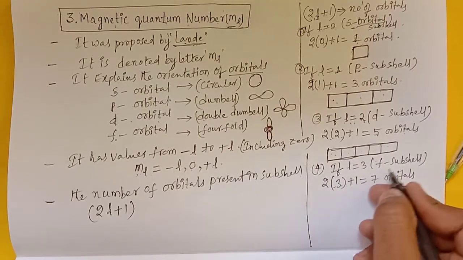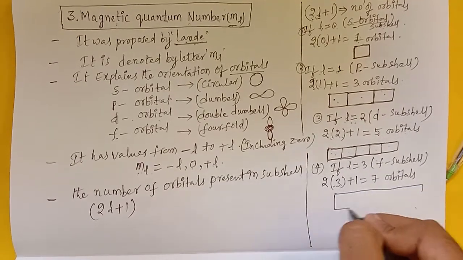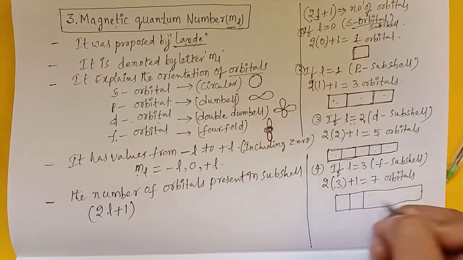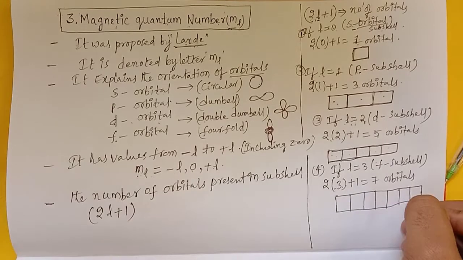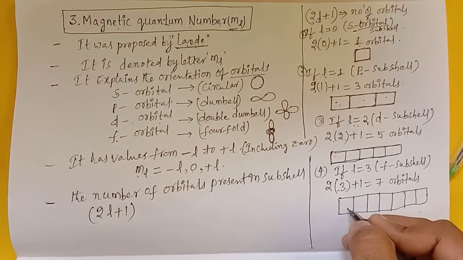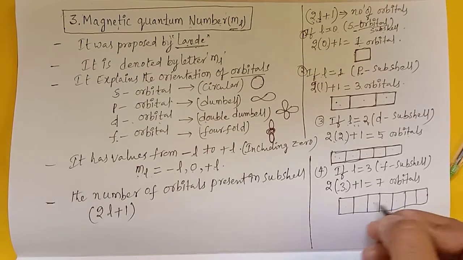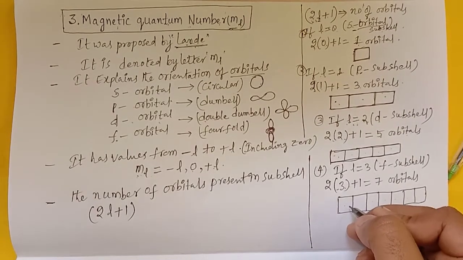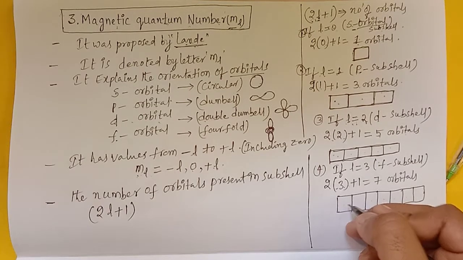So 7 orbitals are present in which subshell? F subshell. It means we have to take how many boxes here? 7 boxes. 1, 2, 3, 4, 5, 6, 7. Count the number of boxes here. So 7 orbitals, and each orbital consists of 2 electrons. Later we will fill the electrons in the boxes.